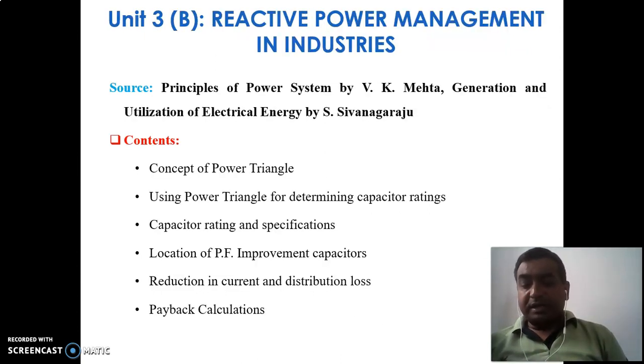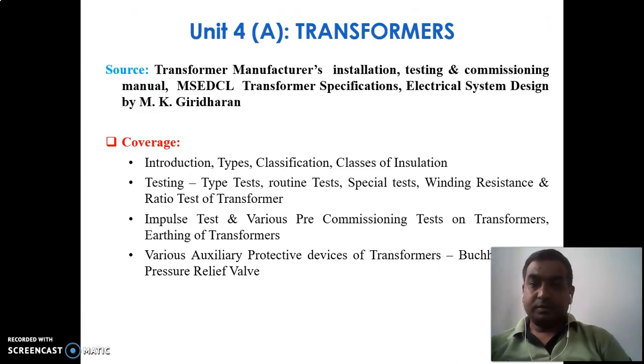Unit 3 part B deals with reactive power management in industries. This is nothing but power factor correction. We will be discussing here power factor correction with respect to static capacitors.